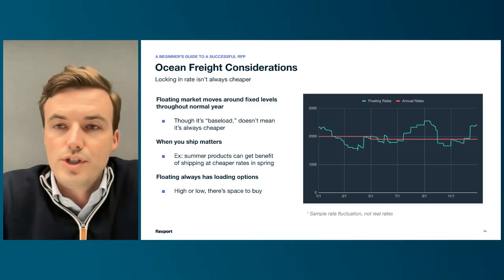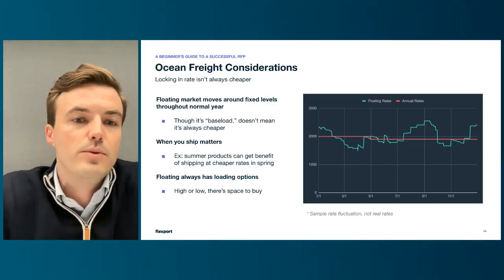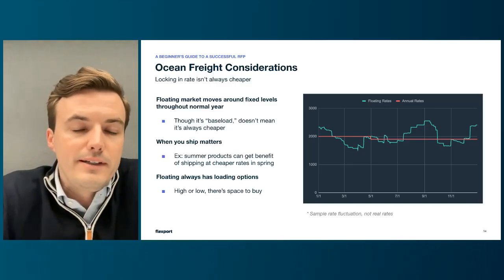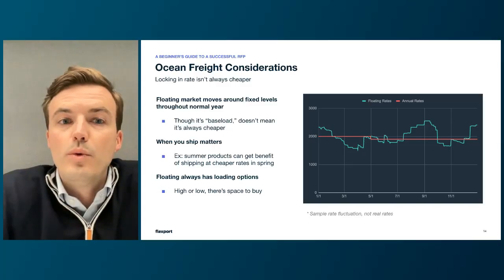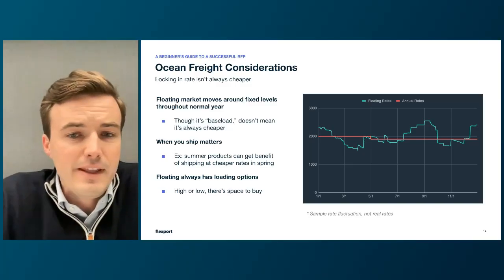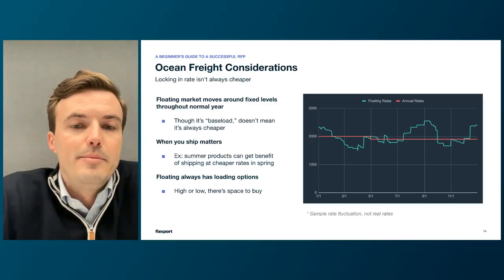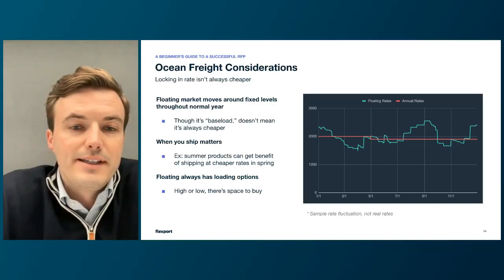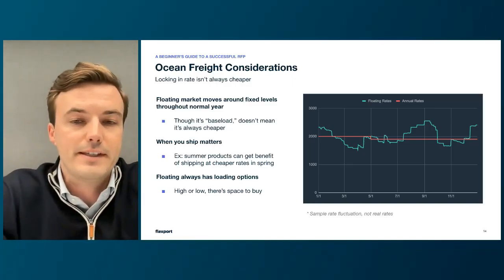So when you ship your cargo matters. Rates vary significantly. For example, if you are a company who ships summer products that ship in mid Q1 to mid Q2, that is generally a time when the floating market is below the fixed market. And so you might actually see some cost savings by utilizing floating rates versus fixing those rates.